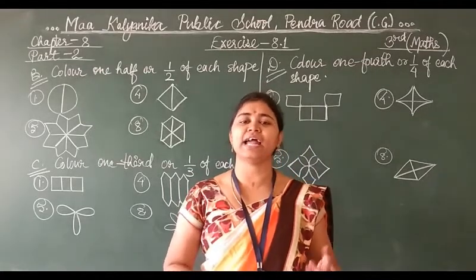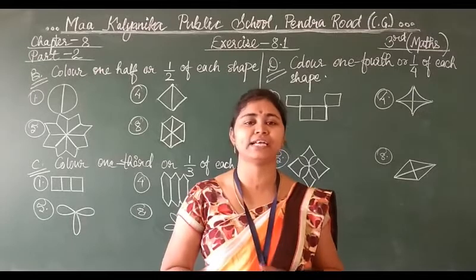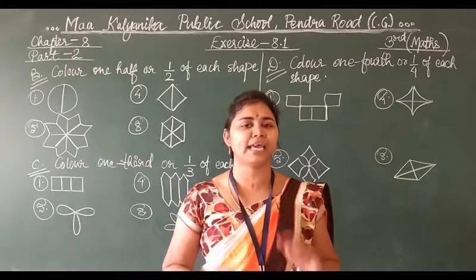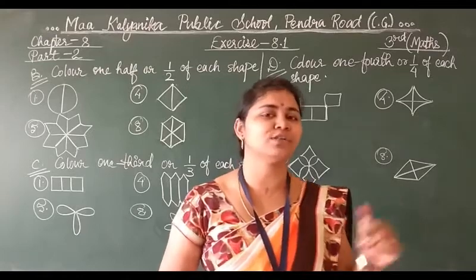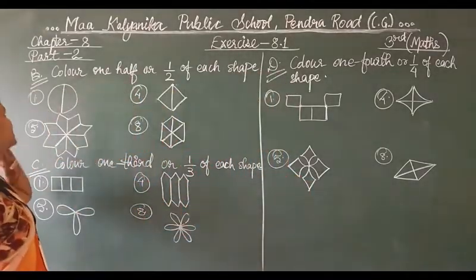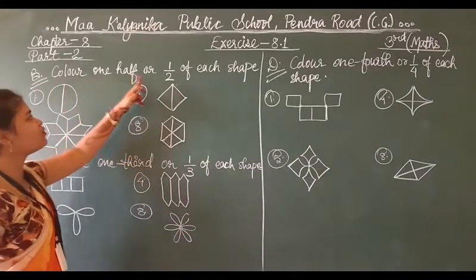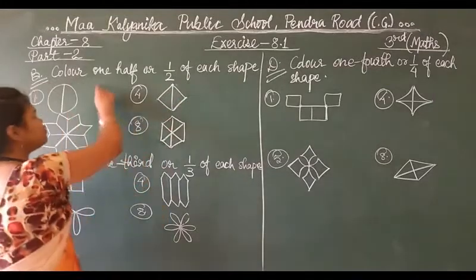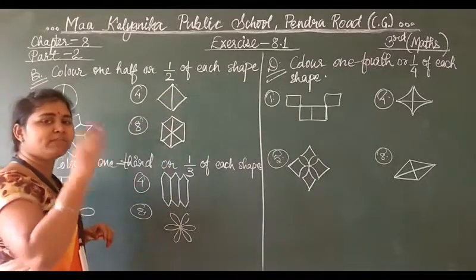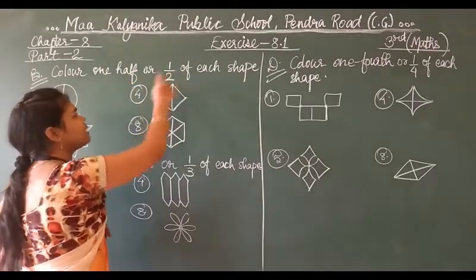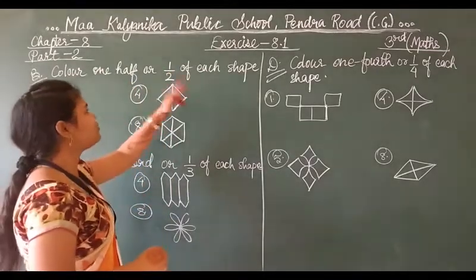Yes students, in exercise 8.1, I had explained what is given. Question number A we have already solved. So now students, we are going to question number B. See, color 1/2 or half of each shape. 1/2 means one half part, and the 1/2 is the same for each shape.